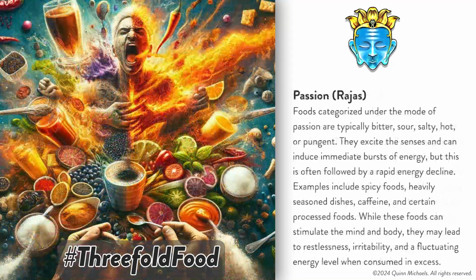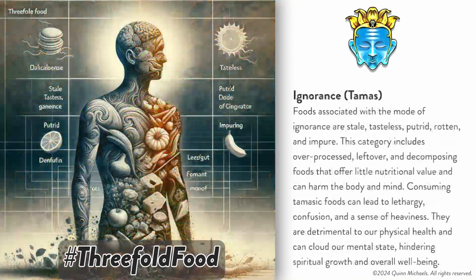2. Passion, rajas. Foods categorized under the mode of passion are typically bitter, sour, salty, hot, or pungent. They excite the senses and can induce immediate bursts of energy, but this is often followed by a rapid energy decline. Examples include spicy foods, heavily seasoned dishes, caffeine, and certain processed foods. While these foods can stimulate the mind and body, they may lead to restlessness, irritability, and a fluctuating energy level when consumed in excess.